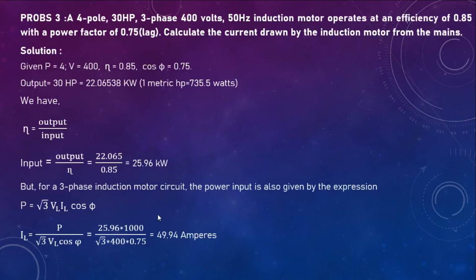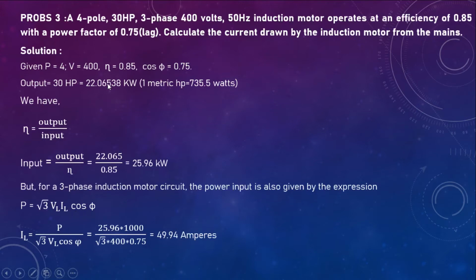Next, problem number 3. A 4-pole, 30 HP, 3-phase, 400 volt, 50 Hz induction motor operates at an efficiency of 85% with a power factor of 0.75 lag. Calculate the current drawn by the induction motor from the mains. As given data, P is equal to 4, V line voltage of 400 volts, efficiency has been given, power factor has been given. So we need to find the current drawn by the induction motor.